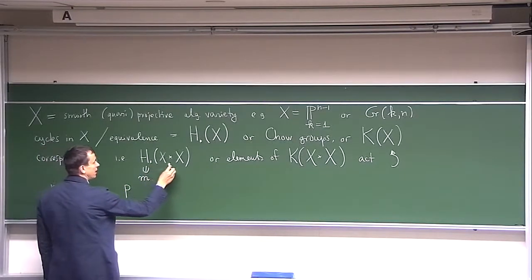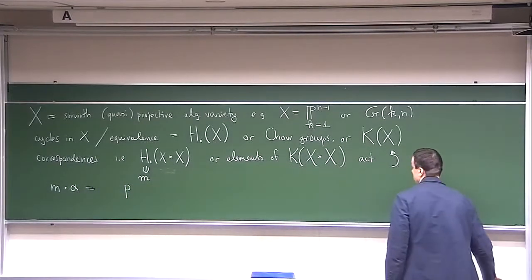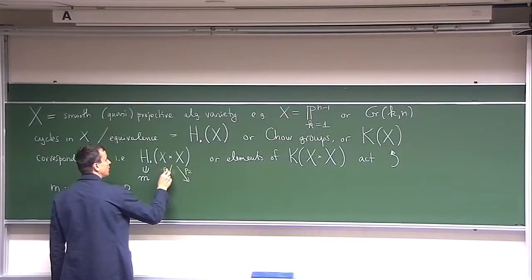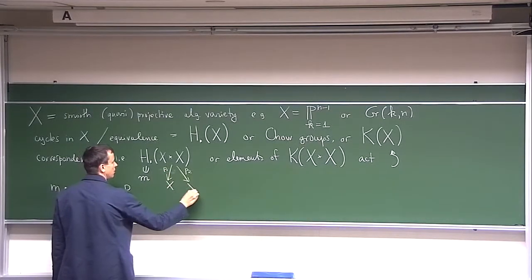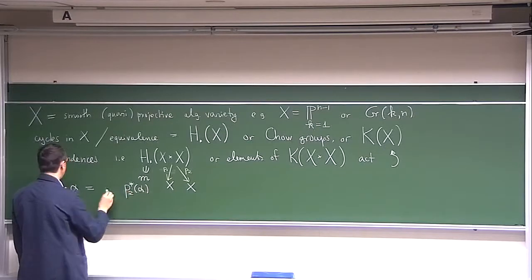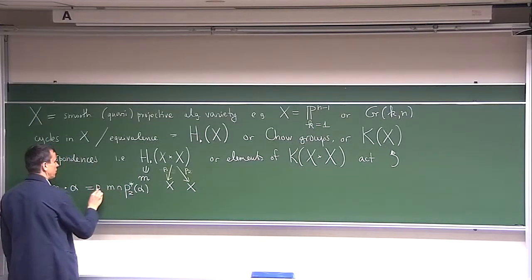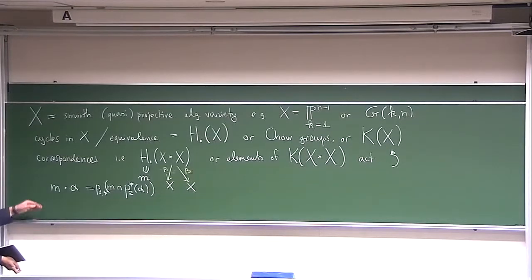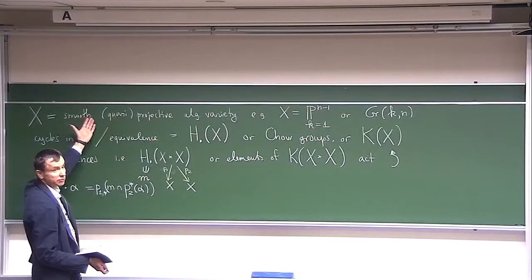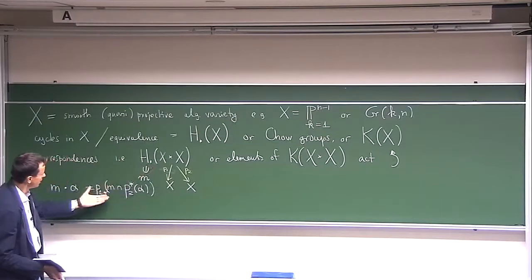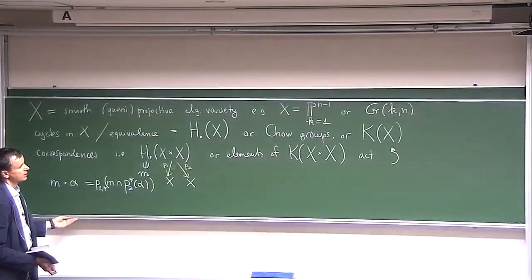From this product there are two projections. So I pull back alpha under the projection to the second factor, I intersect with M, and I push forward under the projection to the first factor. Here I use the fact that I can intersect cycles, because I have assumed that my variety is smooth. Or if I had a cohomology class, then I could take a cup product. And so what does this do concretely?